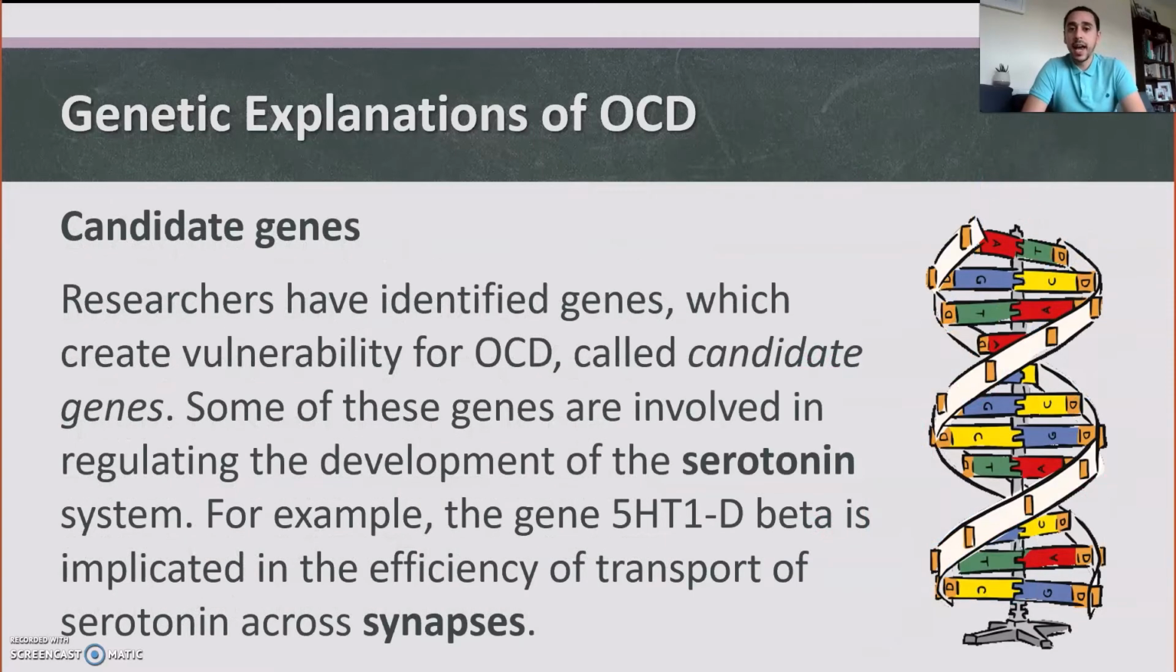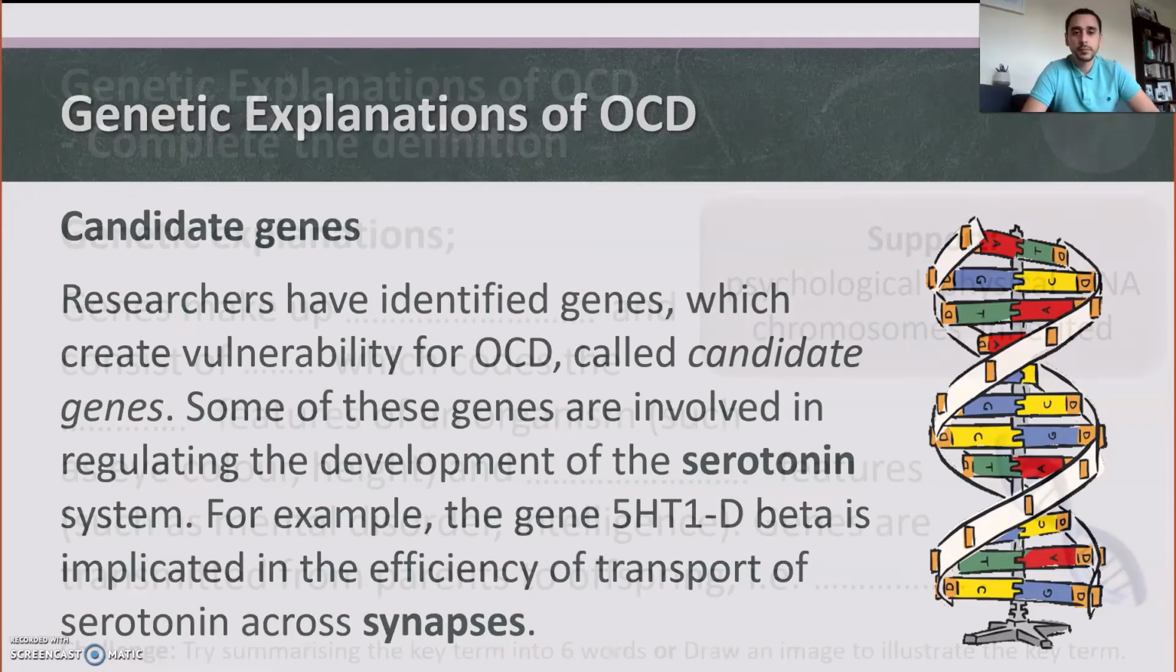Right. Candidate genes. Researchers have identified genes which create vulnerability for OCD, called candidate genes. Some of these genes are involved in regulating the development of the serotonin system. For example, the gene 5-HT1D beta is implicated in the efficiency of transport of serotonin across synapses. And we're going to have a look a bit about that next lesson.